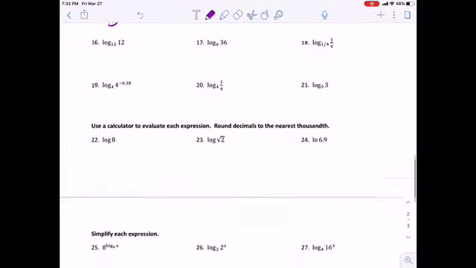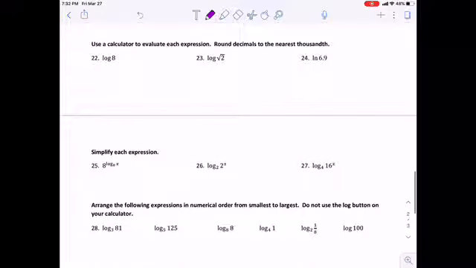On this last section, I'm asking you to use a calculator to evaluate each expression. So these 3 problems, 22, 23, and 24, you'll just type into a calculator. If you don't have a calculator that has a log button, you can also type it into Google.